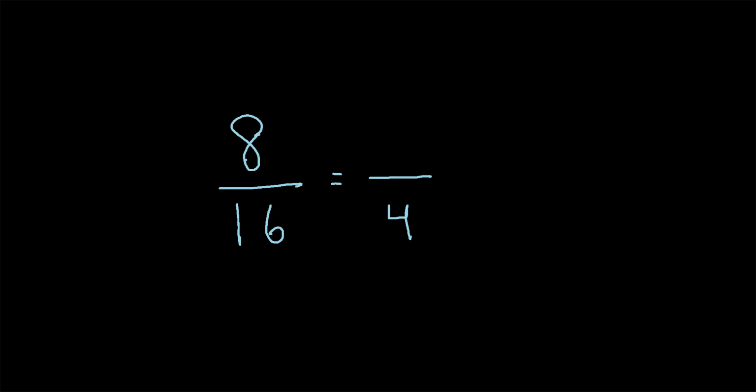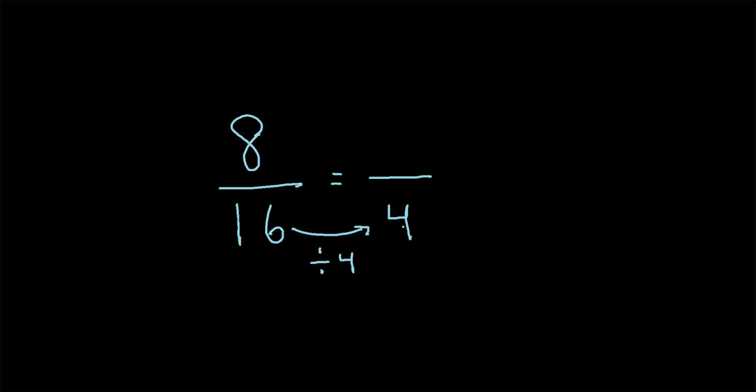All right, let's try this example. Let's say we have 8 over 16 is equal to some number over 4. How can we figure out what number this is? Well, we'll notice that the denominators are present in both fractions. This fraction has a denominator of 16, and this fraction has a denominator of 4. So we can work with the denominators. So we can ask ourselves, how do we go from 16 to 4? What do we have to do? Well, we have to divide by 4.